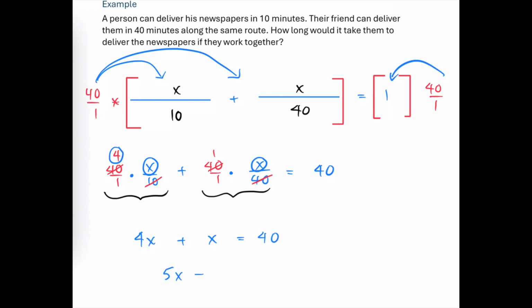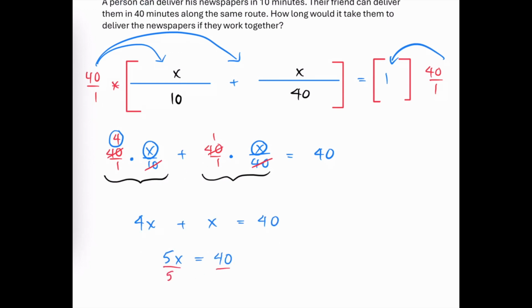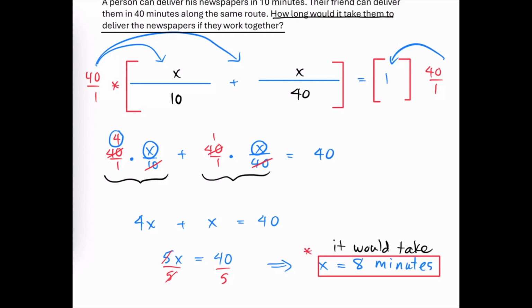4x plus x is 5x, and when we divide both sides by 5, the 5s cancel, and we end up with x is equal to 8. Remember, x represented how long it would take them to deliver the papers together, and our units were measured in minutes, so this is 8 minutes, which means it would take 8 minutes if they worked together.